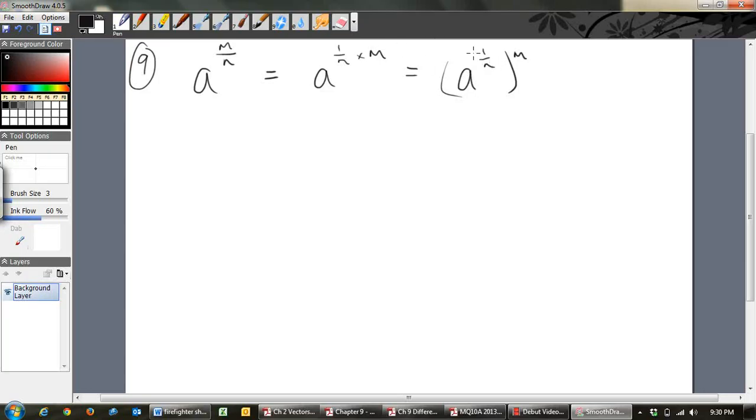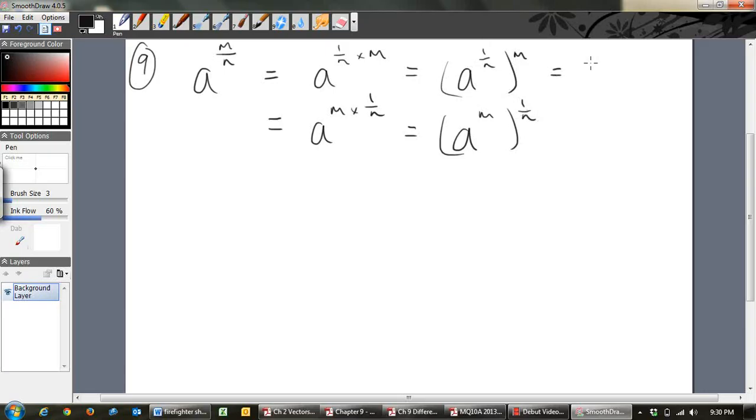Remember this index law here, where if you've got everything raised to a power and then to another power, you multiply them together. That's our first thing. So that's the first one. You could also write it as a to the m times 1 over n, in other words in the opposite order. So that's equal to a to the power m, to the 1 over n.